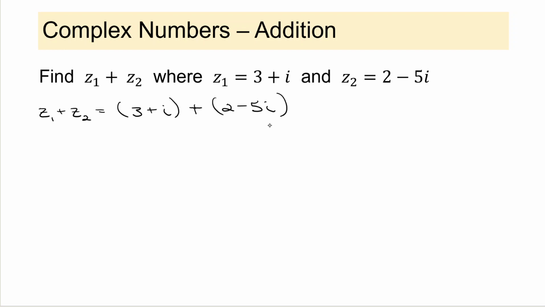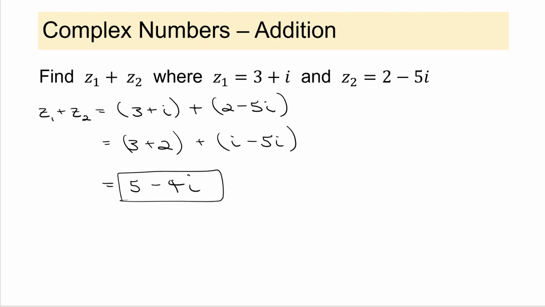Actually, the way I think about it is just pretend i is a variable. It's not, but pretend it is. And then what are you going to do? You're going to combine like terms. So we'll say 3 plus 2, those are like terms. And i minus 5i, those are like terms. So we're adding the real parts and we're adding the imaginary parts. So that leaves me with 5 minus 4i. And that's the result. And you'll notice it's in the form a plus bi. Okay, so 5 minus 4i.